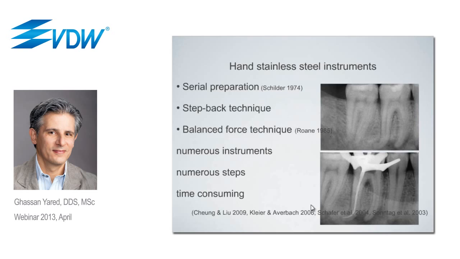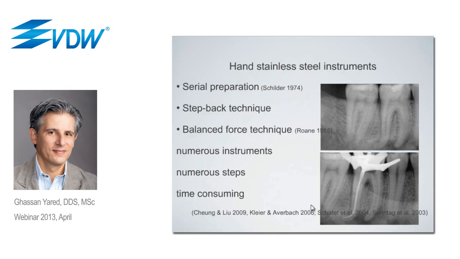Now, there are many hand instrumentation techniques using hand stainless steel instruments. There is, for example, the serial preparation of Schilder. There is the step back technique. There is the balance force technique from Roane. All these techniques can be very good techniques. However, those techniques require the use of numerous instruments in numerous steps, and they are time consuming.